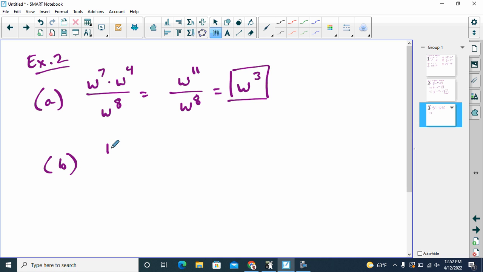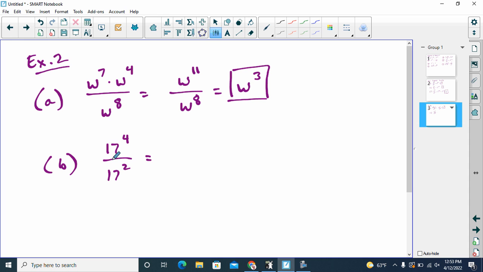Part B, let's go 17 to the 4th divided by 17 to the 2nd. Even though this is a number, we do it the same way. Notice here I had w to the 11th divided by w to the 8th, and it was w to the 3rd. I didn't do anything with the w's. They stayed the same. Same thing here, 17 to the 4th divided by 17 to the 2nd.